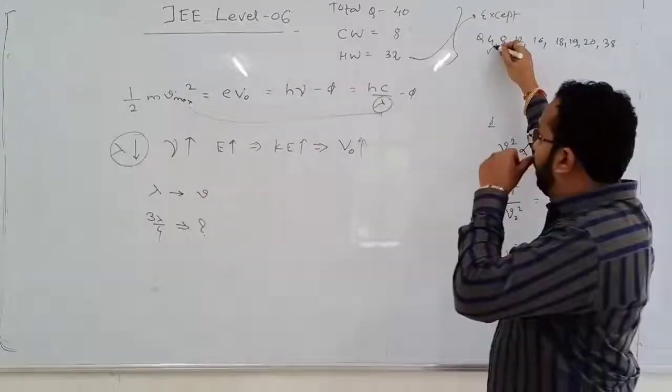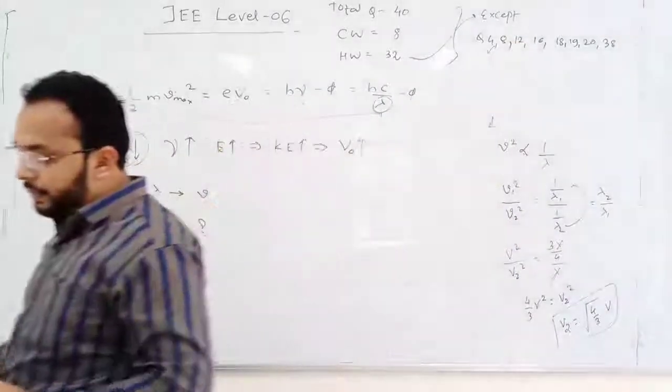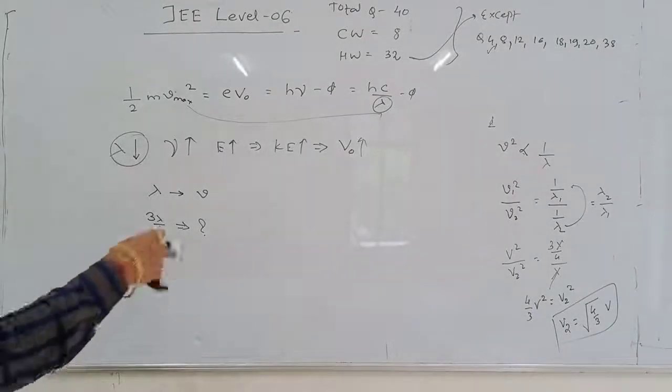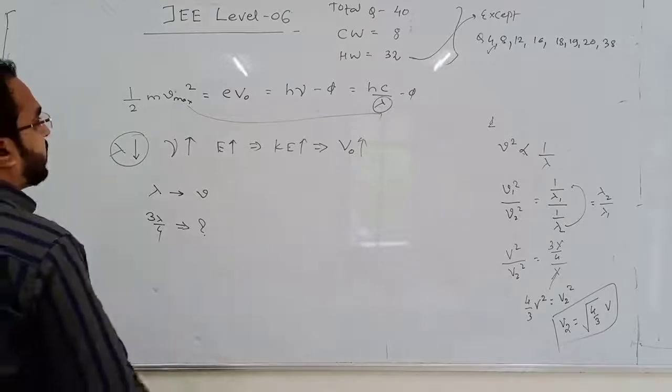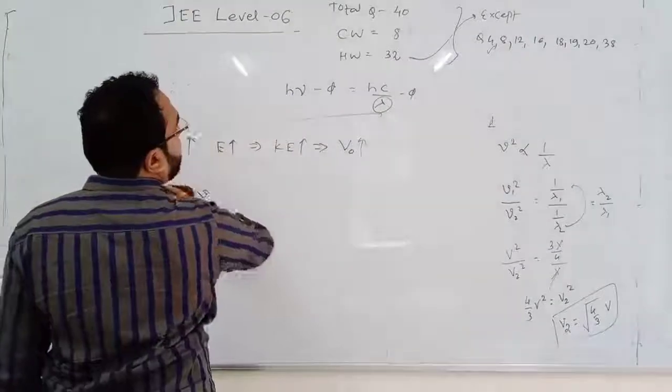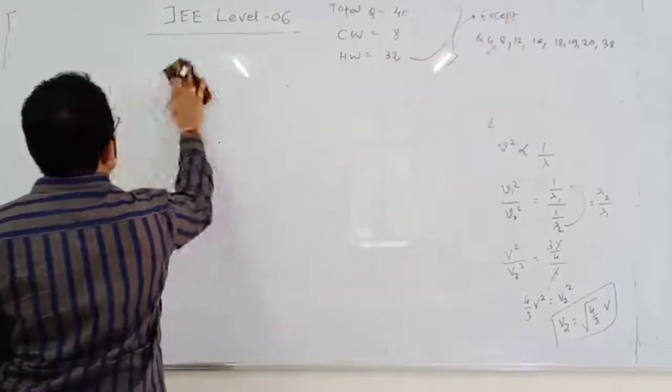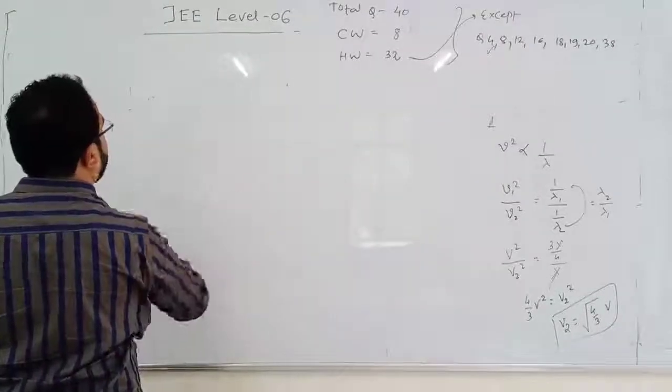This is the question number 4. Okay, so it will increase to 4 by 3. But 4 by 3 is greater than 1. So it is increased to 4 by 3. So this was question number 4.